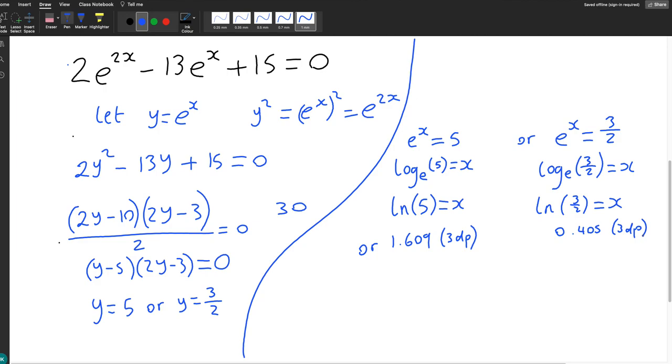That's it, guys. It looks hard, but it really wasn't. It was just a quadratic equation in disguise. There we have it.